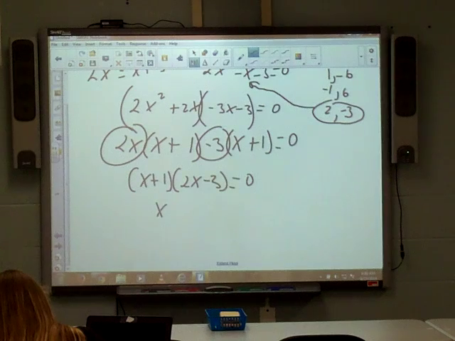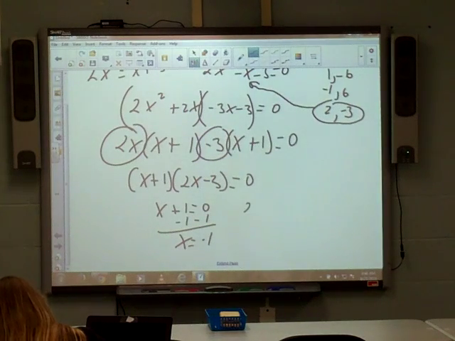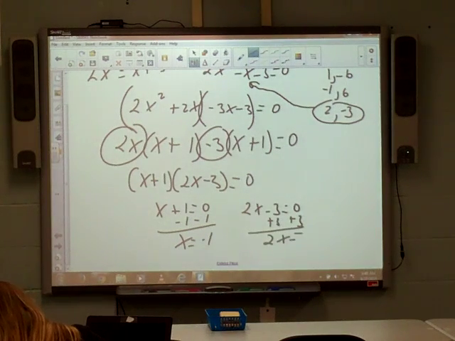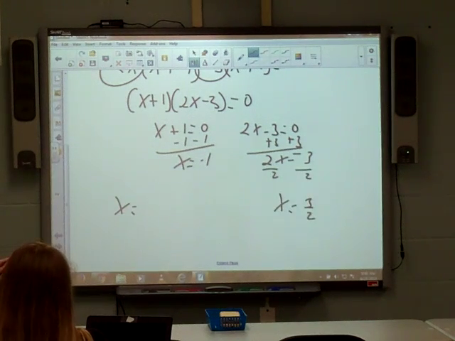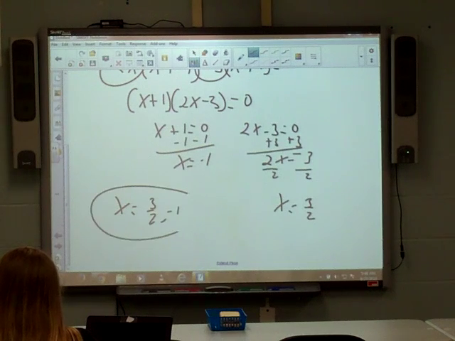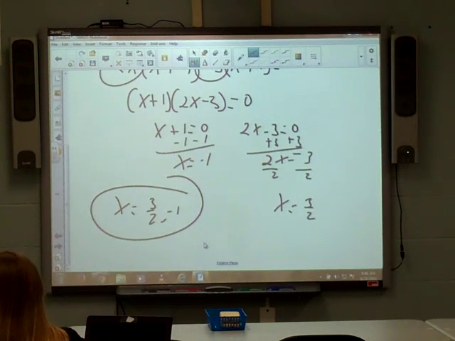Solve that. X plus 1 is 0, gets me negative 1. 2x minus 3 is 0, gets me 2x is 3. Divide by 2, and x is 3 halves or 1.5. That's it. How'd you do? Two thumbs up. I like it. Alright, let's look.